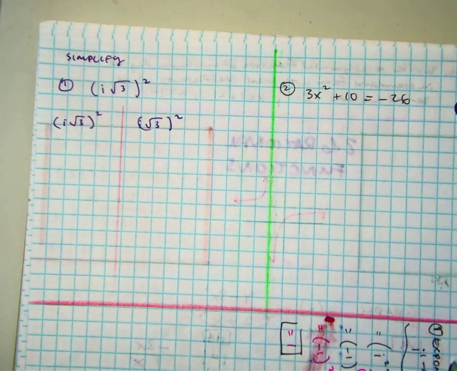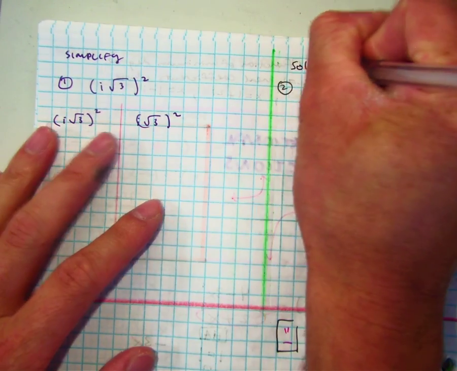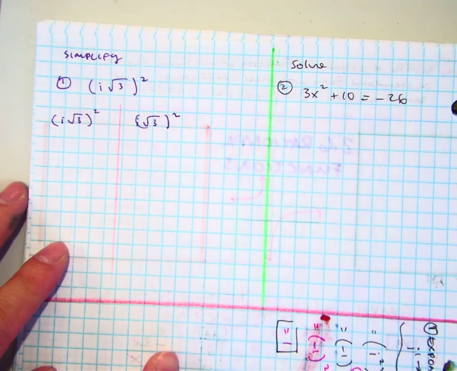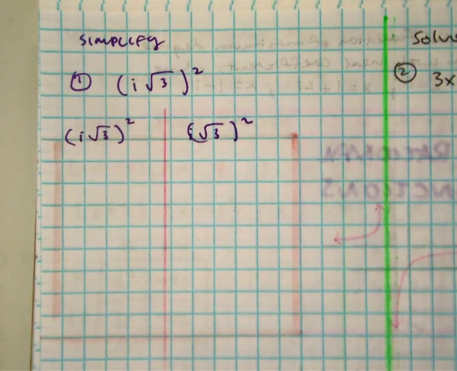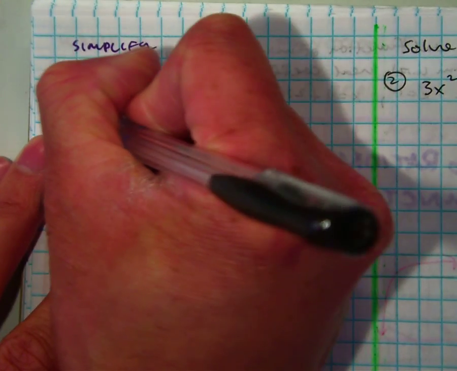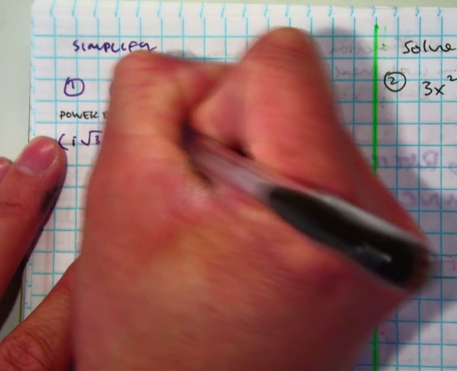Actually, number 2 should be solve, right? We simplify expressions. There's no equal sign. I'm going to show you guys 2 ways of simplifying number 1. The first way I'm going to use is called the power rule. The power rule applies with exponents.